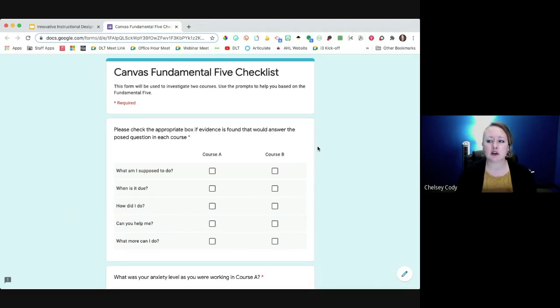Now, this one is a little bit harder, the how did I do, because I'm not actively providing you feedback as a student on what you've turned in, but there might be some signs there to help the student reflect on material before they turn it in. Think rubrics, think what the teacher might be setting expectations for the assignment, that kind of thing. Can you help me? Where do I go for help? And then what more can I do? Are there notes or items about what more can be done?